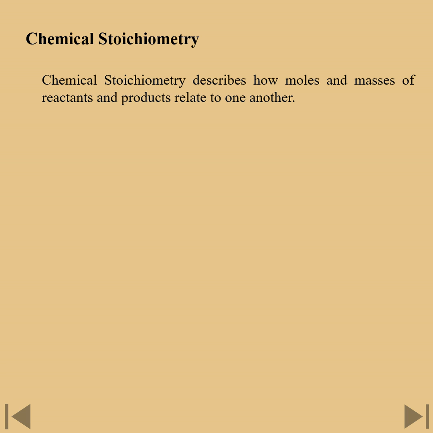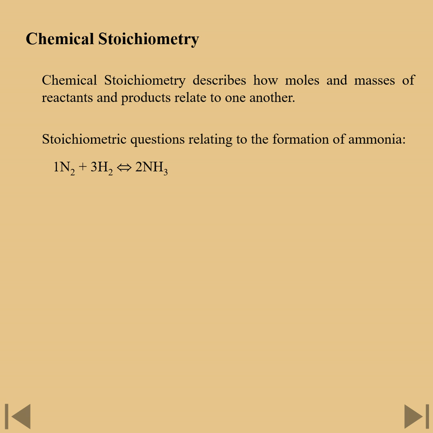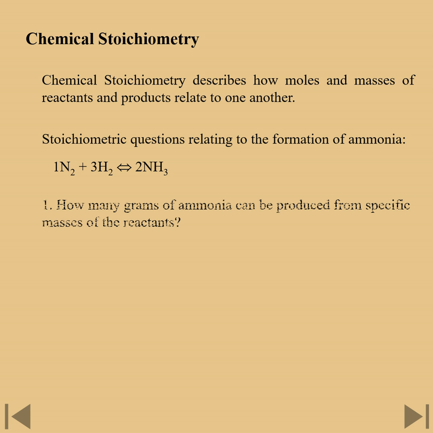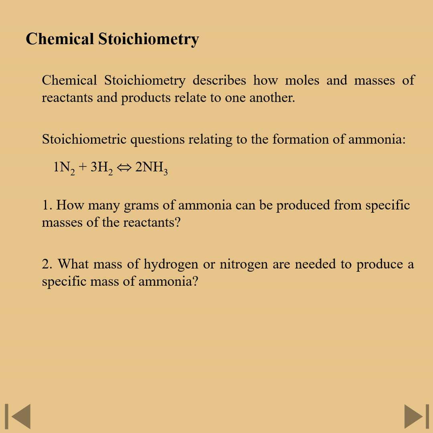Now, let's look at some practical questions that might come up about the reaction between nitrogen and hydrogen to form ammonia. We might be asked, how many grams of ammonia can be produced from 100 grams of nitrogen reacting with 100 grams of hydrogen, as an example. Or maybe I want to form 100 grams of ammonia, and so how many grams of nitrogen and hydrogen should I react to form it?